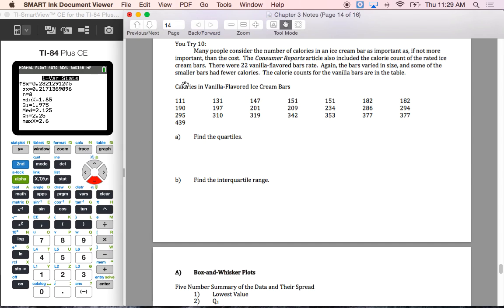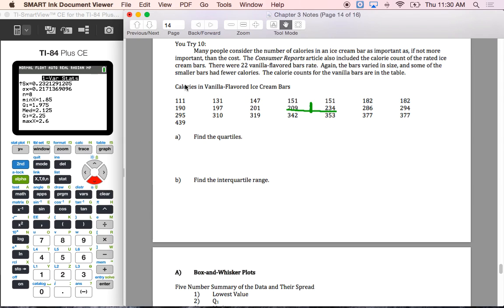Okay, so you should have numbers down for A and B. For your quartiles, if there's 22 of them, we have to count 11 from the left, 11 from the right. When I do that, my two middle numbers here are 209 and 234. So I need the middle number in between them.